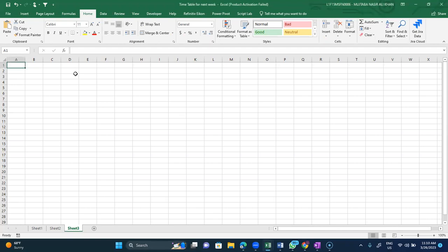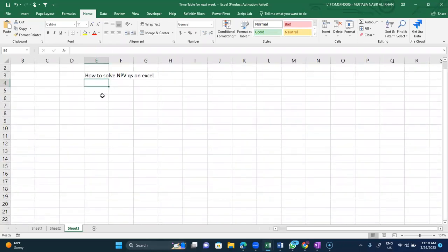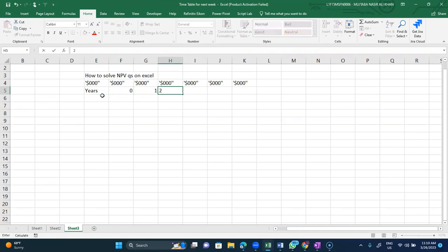For example, number one question: how to solve an NPV question on Excel. For example, you have done the 000 round off. You can copy that into the next cells. Then you will write years. Obviously, everybody knows the proforma, even if you haven't studied AFM yet. This is the proforma, guys.